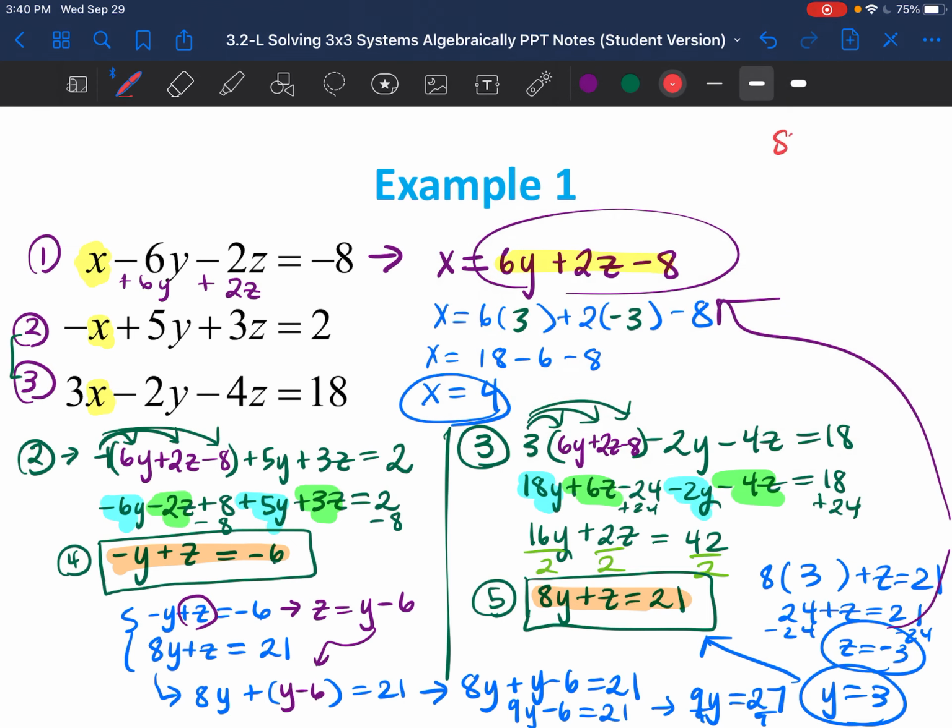So let's use this color. Solution. X is 4, y is 3, and z is -3.